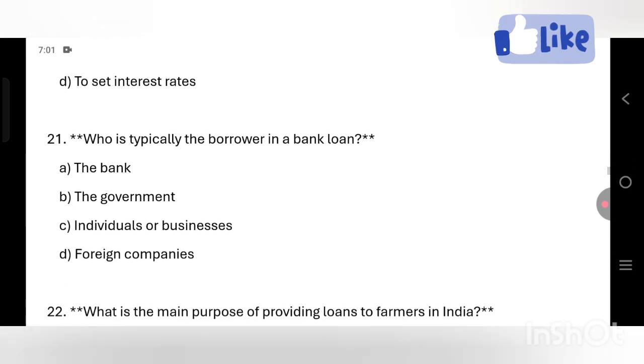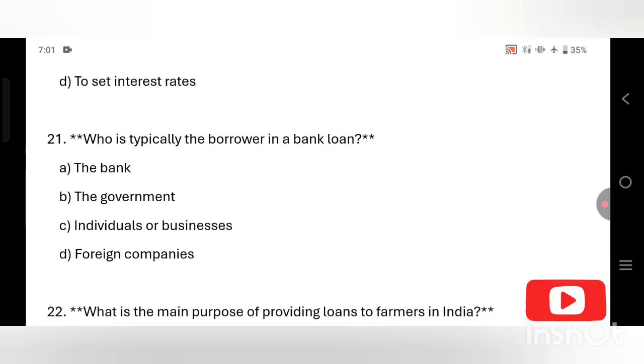Next question 21. Who is typically the borrower in a bank loan? Option A, the bank. Option B, the government. Option C, individuals or businesses. Option D, foreign investment. The correct answer is C, individuals or businesses.